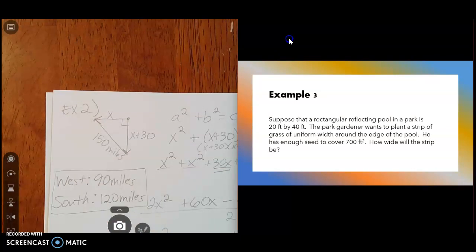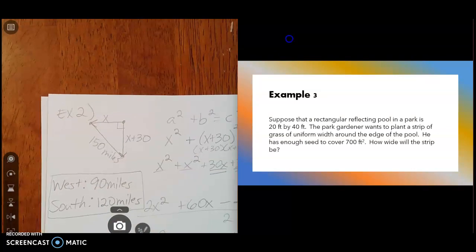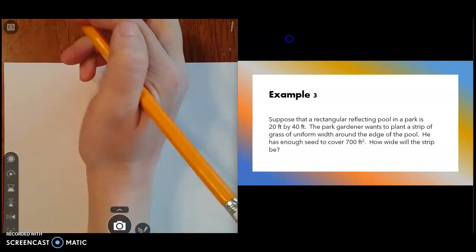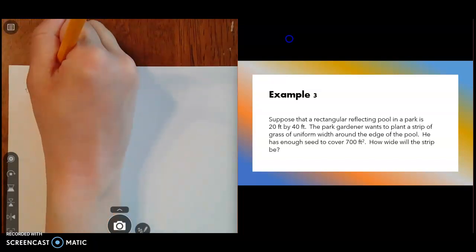All right, let's do another one. So that one was a Pythagorean Theorem problem. Our next one is going to be an area problem, okay? So this one, example 3.